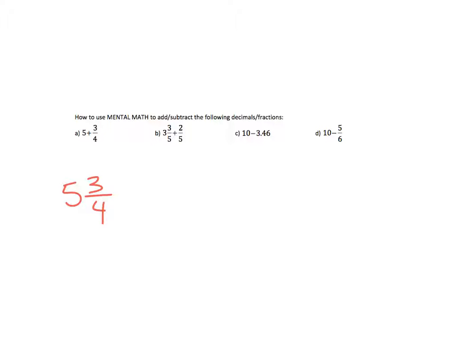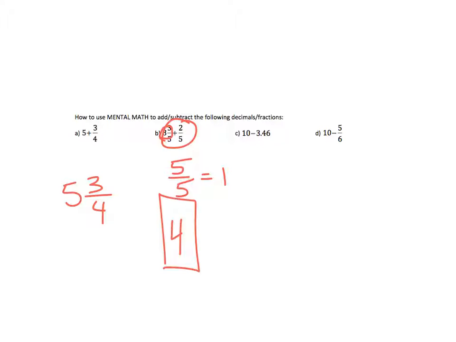Alright, in B, you've got 3 and 3/5 plus 2/5. As long as you have the same denominator here, you can add these two little fractions together, right here. So 3 over 5 plus 2 over 5 is 5 out of 5, which really makes 1. So with this 3 in front, you can say 3 plus 1 for a grand total of 4.